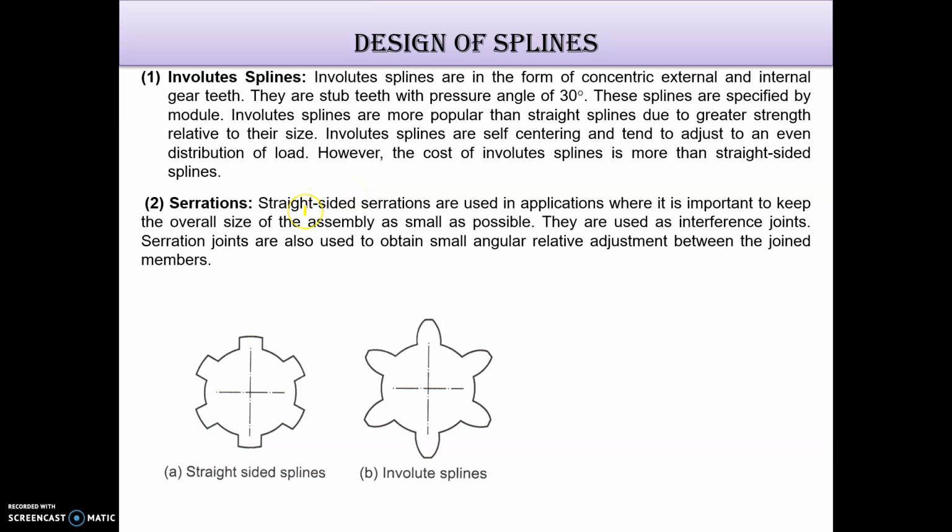Now the next, the serration. Let's see the serration also. This is how the serration looks. It has a notch type of structure. Straight-sided serrations are used in applications where it is important to keep the overall size of the assembly as small as possible. Even in toys you will find these serration types of keys, because in toys many spline shafts are used. They are used at interference joints. Serration joints are also used to obtain small angular relative adjustment between the joint members.